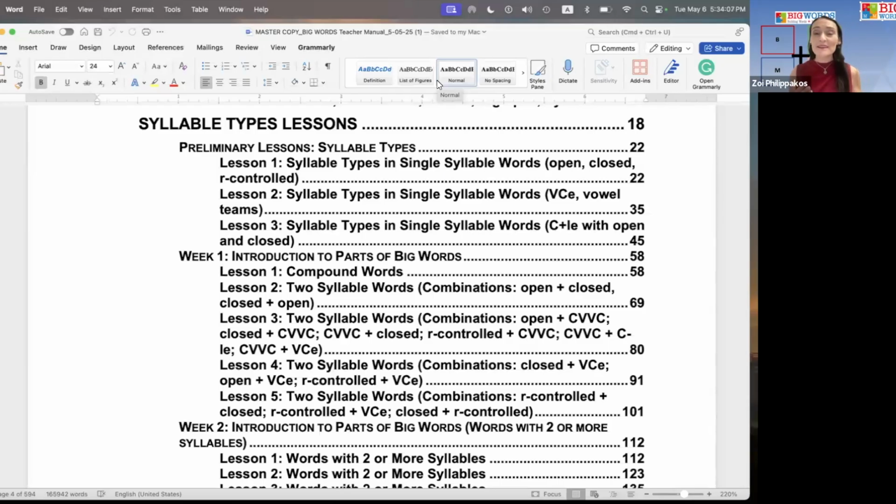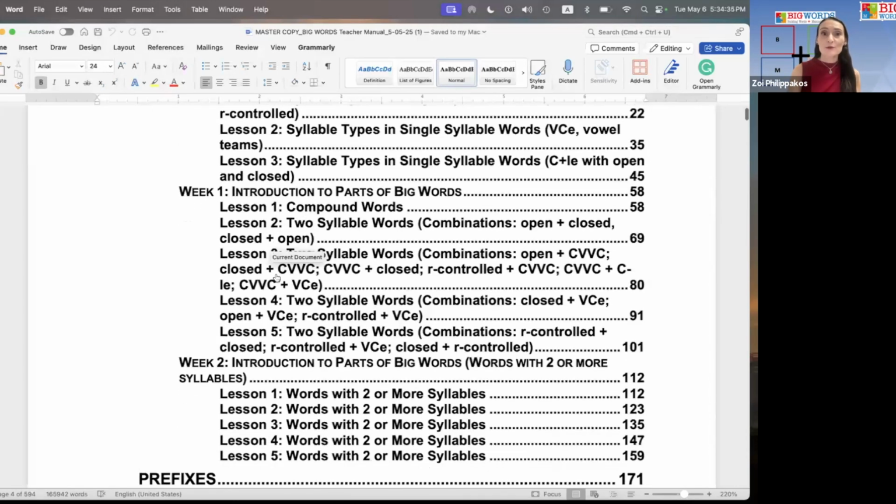Once you complete the preliminary lessons and introduce the 6 syllable types, and I say introduce, but maybe you will make clearer to them the function and use of syllable types as single syllable words, students will apply that knowledge in larger words, meaning words that include more than one syllable. So you are working with students on words that have 2 syllables, and then words that have 2 or more syllables.